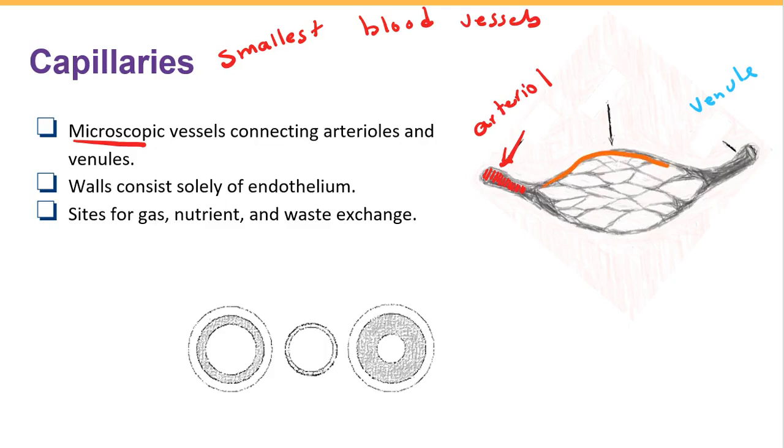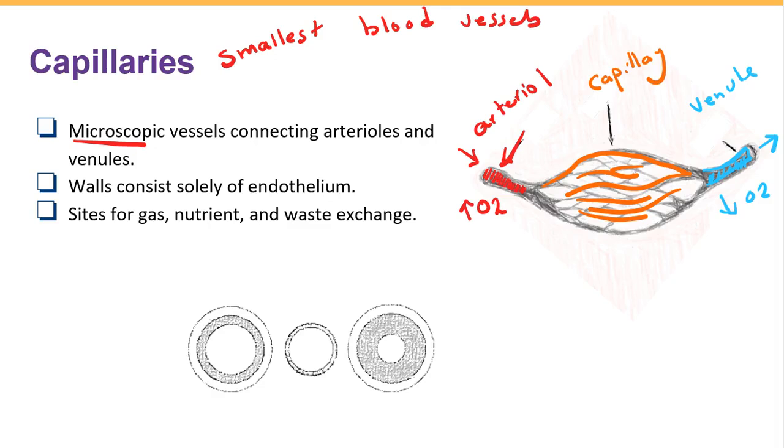So you can see these are microscopic blood vessels connecting the arterioles and venules. Then on this side, we have the venule, which carries deoxygenated blood, or blood with low oxygen, toward the heart. But here at the arterial side, we have highly oxygenated blood. Okay, so let's see what the capillary's function is.